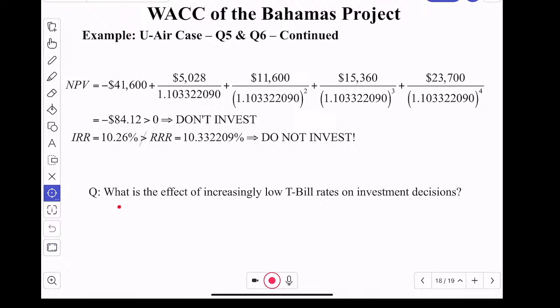So the last point, and I've repeatedly said this, what is the effect of increasingly low T-bill rates on investment decisions? What do the T-bill rates affect? Well, the capital asset pricing model, right? So remember the model. I'll use this form.